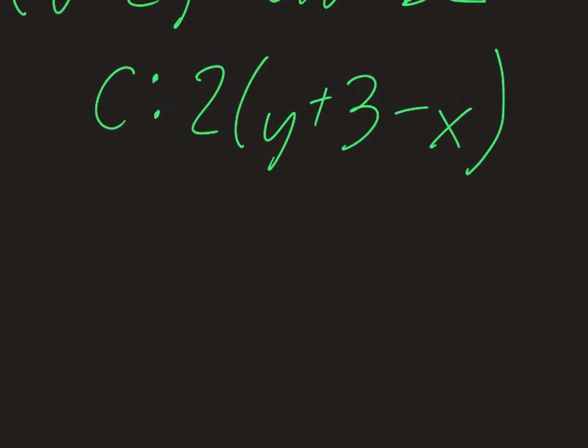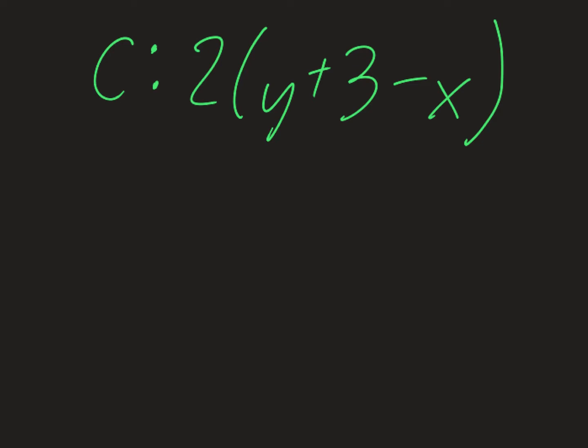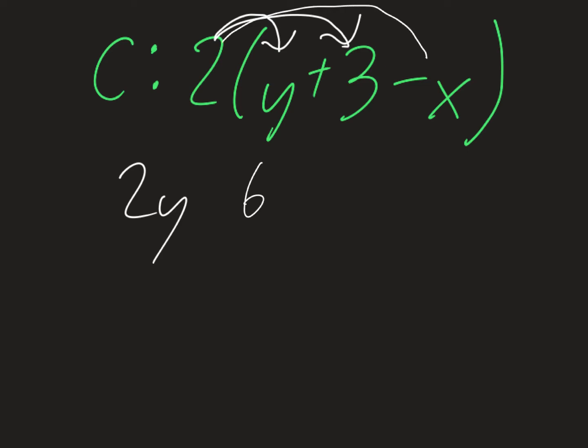Now let's consider example C. We will multiply the 2 in front of parentheses by y to get 2y. We multiply the 2 by the 3 to get 3 times 2, which is 6. And then we multiply the 2 times x to get 2x. Keep the signs. And we get a new expression of 2y plus 6 minus 2x.